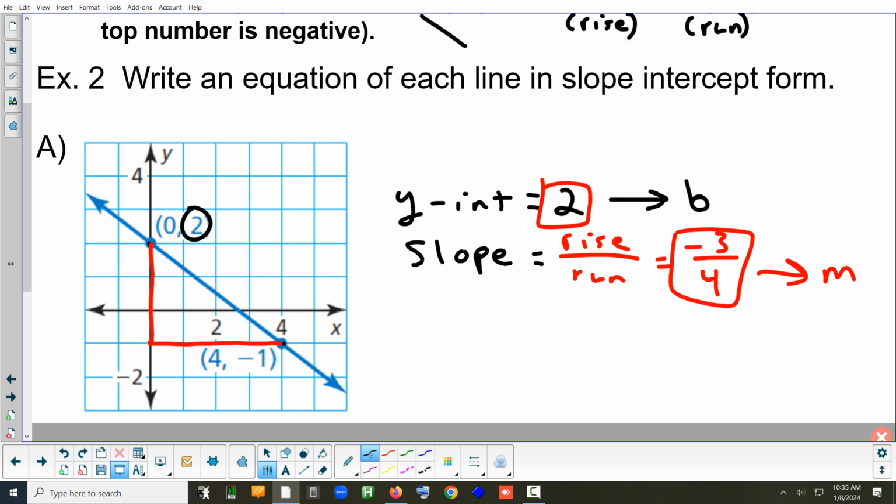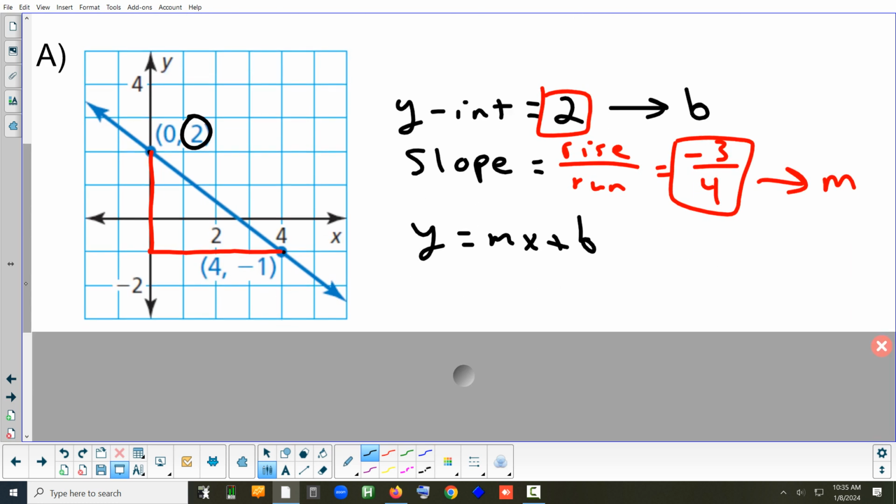What's the equation that we always use? Y equals mx plus b. Now we know what to fill in for the m and for the b. What number are we filling in for the m? Negative 3/4. And make sure you attach the x to it. And what number are we filling in for b? 2.